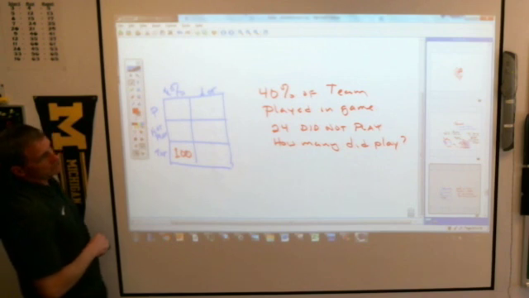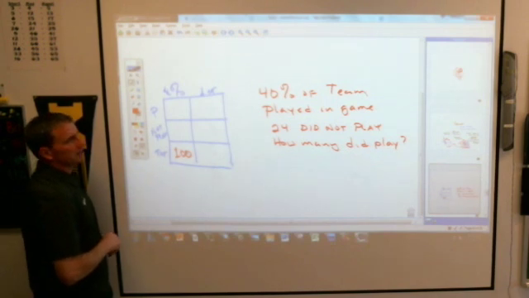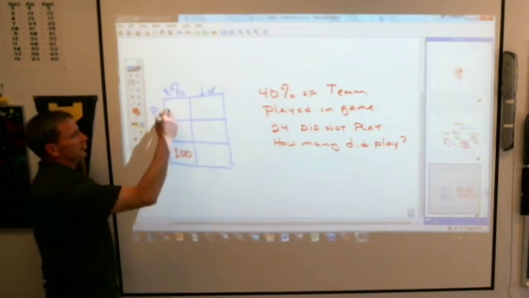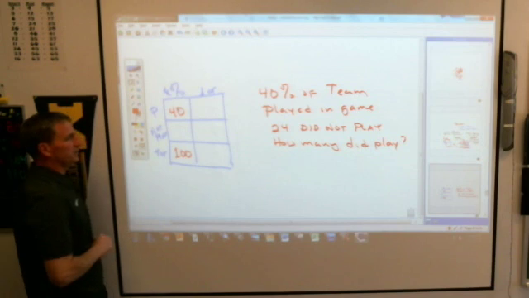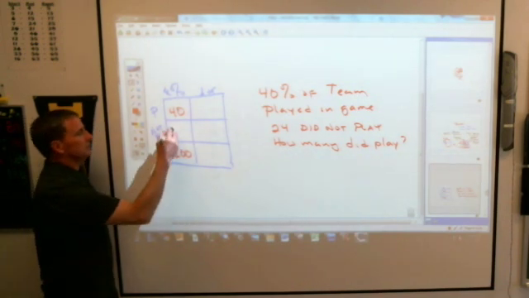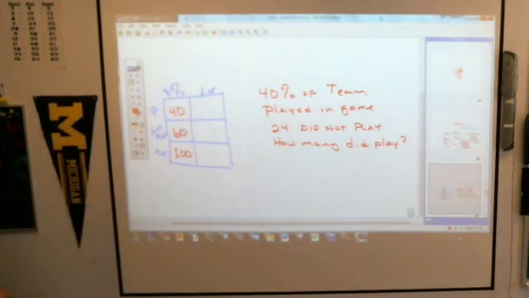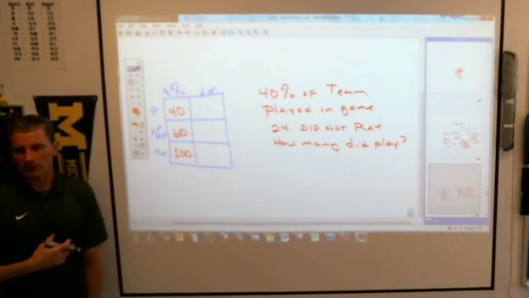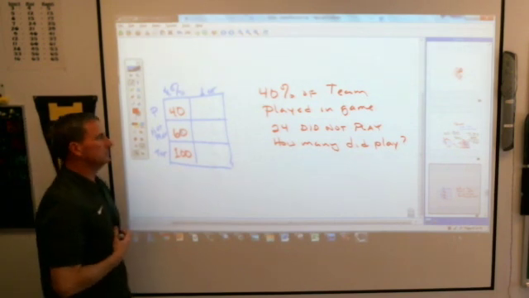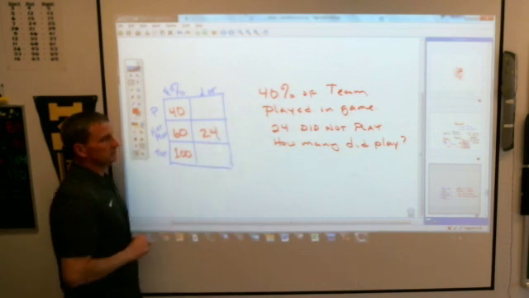Now, the 40%, is that how many played or didn't play? Played. How do you know that? It says 40% played in the game. Which means you can tell how many did not play in the game, Lacey, it's 60. We've already filled in one whole column. Then we just have to put 24 in the right place. 24, Brendan Massey, goes where? Did not play.